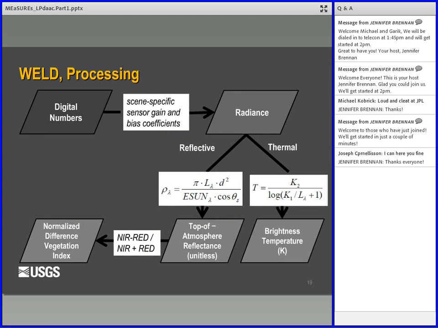The spectral radiance sensed by each ETM Plus detector is stored as an 8-bit digital number. These digital numbers are then converted to spectral radiance using sensor calibration, gain, and bias coefficients. Next, the reflective wavelength bands are converted to top of the atmosphere reflectance, and the thermal bands are converted to top of the atmosphere brightness temperature. Then, the normalized difference vegetation index, or NDVI, is calculated from the top of the atmosphere reflective data.